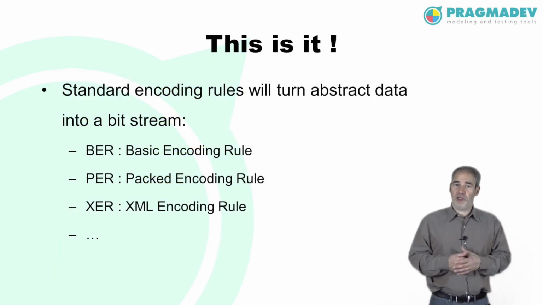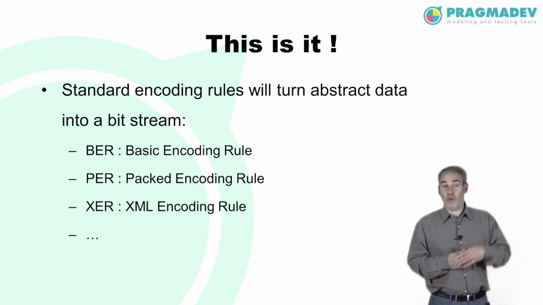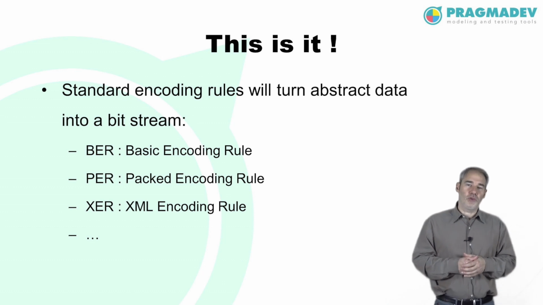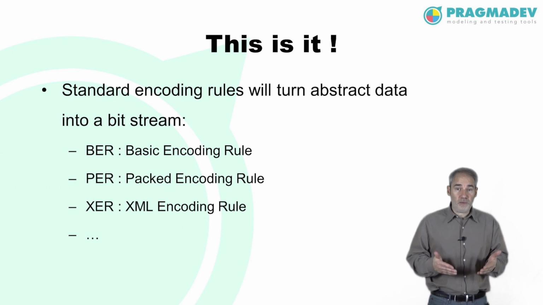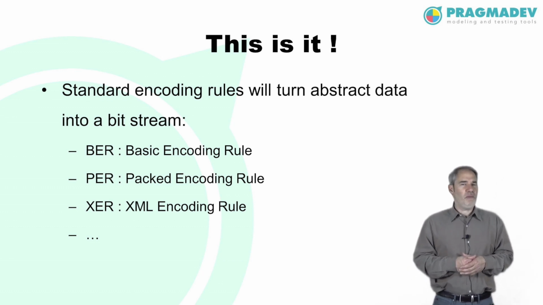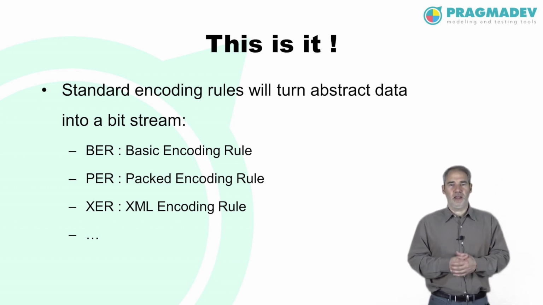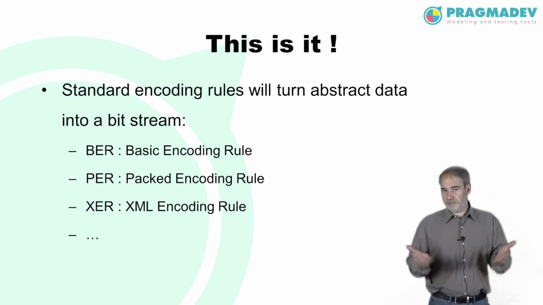We have seen how to describe abstract data. Now it is time to send the information to a remote entity. To do so, ASN.1 comes with a number of standardized ways to encode the information into a bit stream. You basically don't have to bother with that. You have tools that will do the work for you. And this is it.